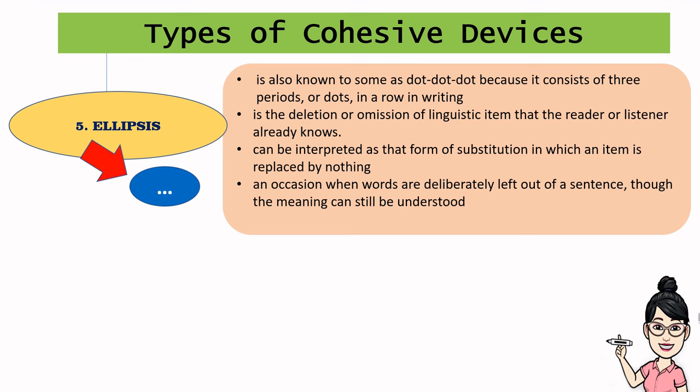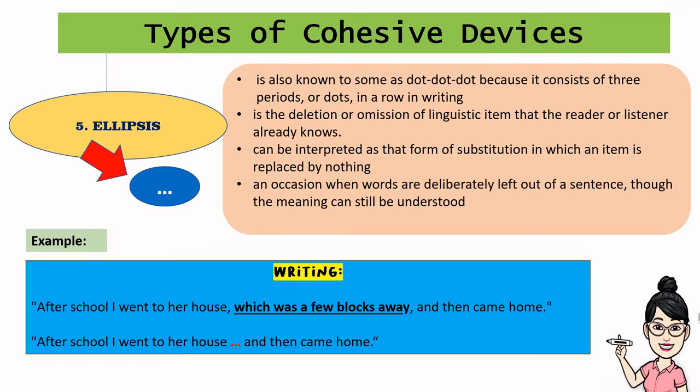In writing, use an ellipsis to show an omission or leaving out of a word or words in a quote. Use ellipsis to shorten the quote without changing the meaning. Example: after school, I went to her house, which was a few blocks away, and then came home. Mapapaikli natin ang pangungusap using ellipsis kagaya nito. After school, I went to her house and then came home. Remember, the meaning of the quote should not change.